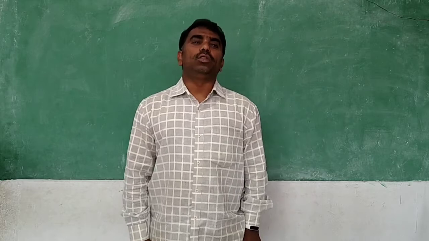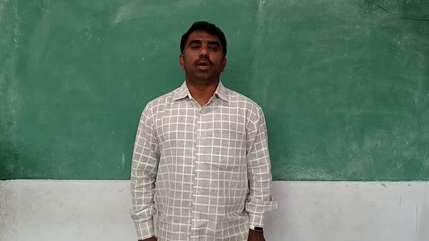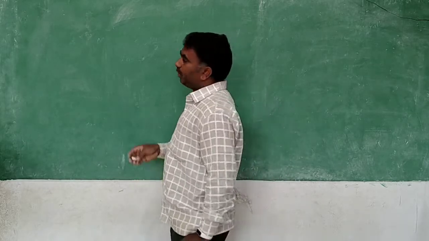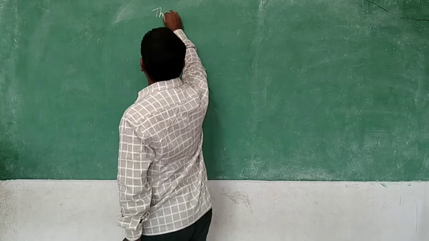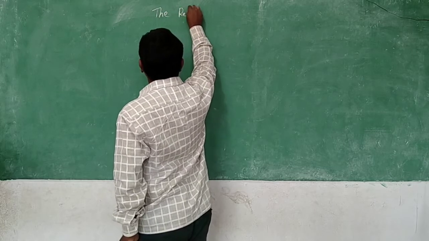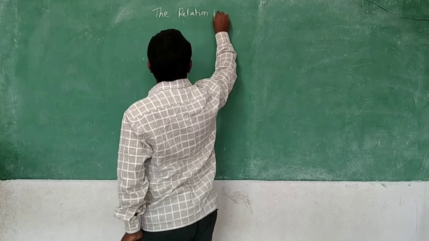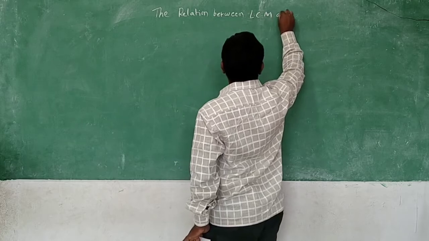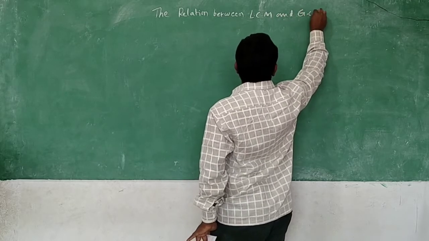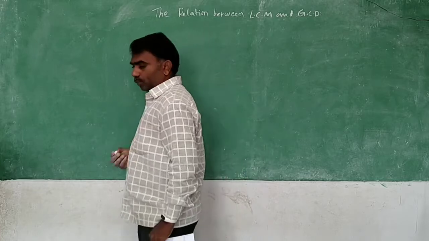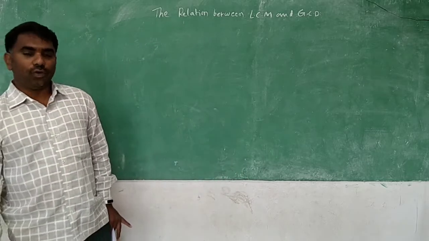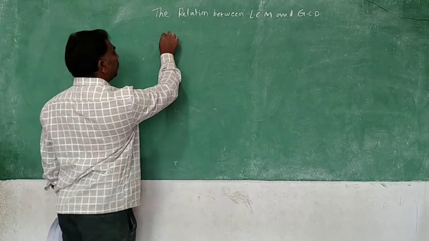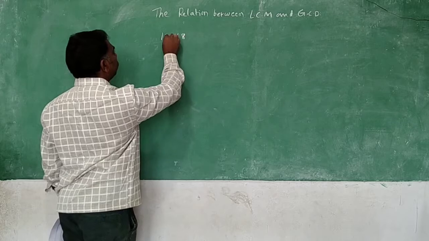Now, one more thing I am going to explain today, that is the relation between the LCM and GCD. I will give some examples to you. Just follow the examples. What are we finding here? I have taken two numbers here that are 12 and 18.